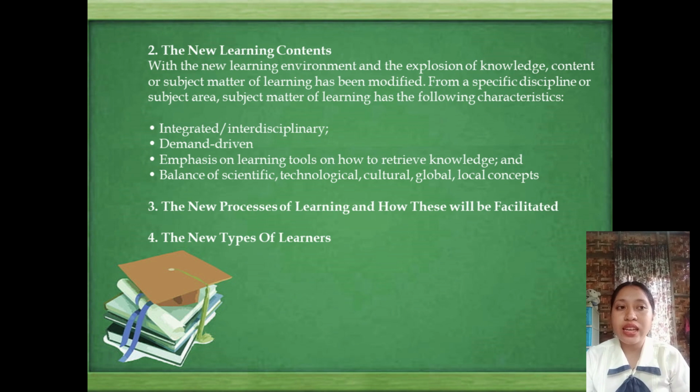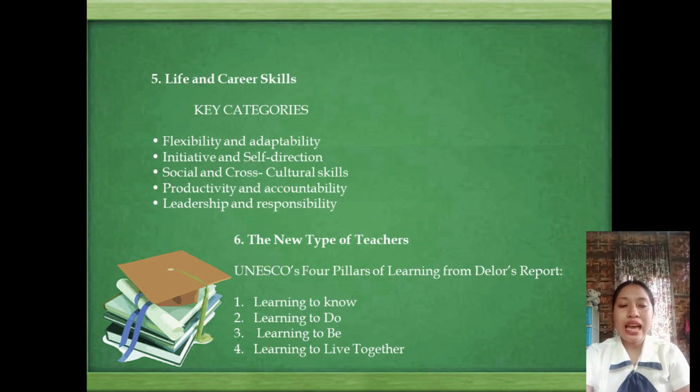So the fourth one is the new types of learners. The new types of learners are those coming from diverse backgrounds, multicultural, age groups of lifelong learners. So, in order for every learner to address the challenges of the country, he or she has to develop life and career skills. So, life and career skills are enhanced in school as part of the learning outcomes. Next one is life and career skills.